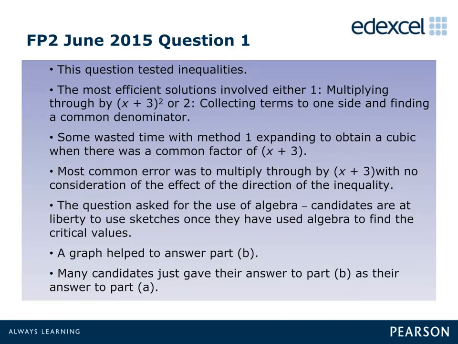This question tested inequalities. The most efficient solutions involved either 1. Multiplying through by x plus 3 squared, or 2. Collecting terms to one side and finding a common denominator. Some wasted time with method 1, expanding to obtain a cubic when there was a common factor of x plus 3. The most common error was to multiply through by x plus 3 with no consideration of the effect of the direction of the inequality.